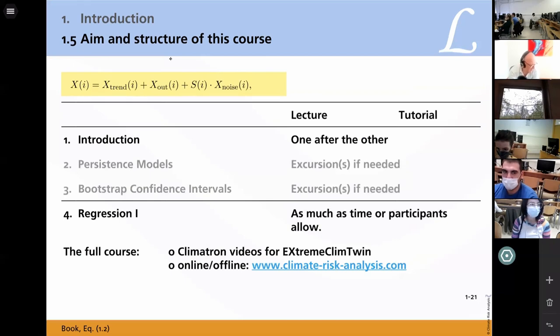And now we see that we are at the end of the introduction, and we can make an excursion into persistence models and also into the hardcore statistics chapter, but I would suggest that these are very short excursions to give you a chance to catch up with me.